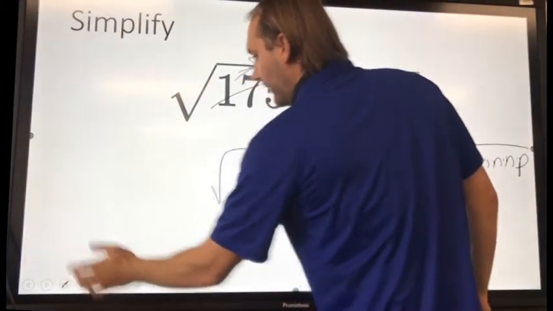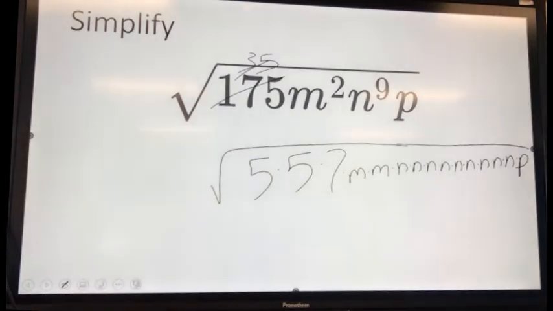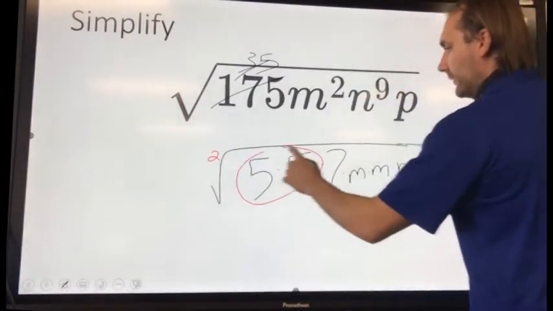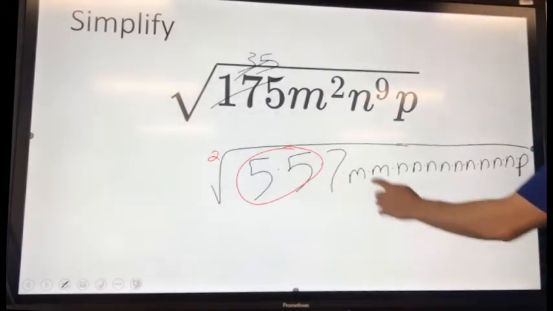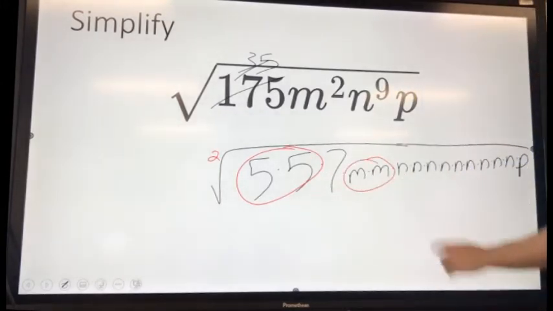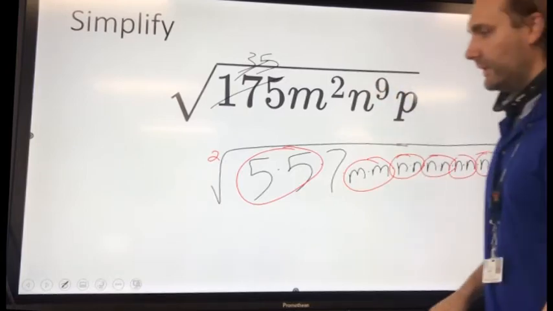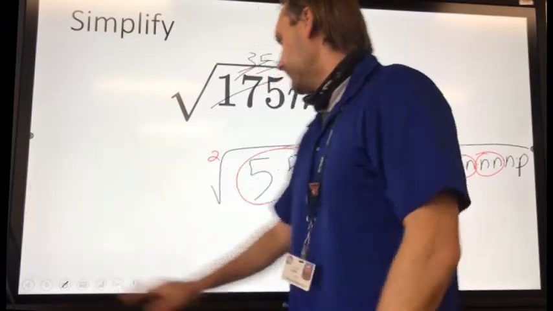Now I'm circling sets of what? 2. Let's assume this is a square root. So I have a set here of 5, and a set of m, and 4 sets of n. 1, 2, 3, 4 sets of n. Very good.